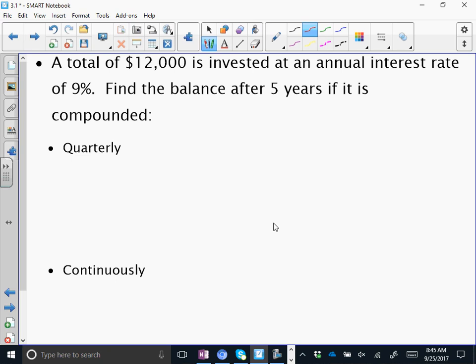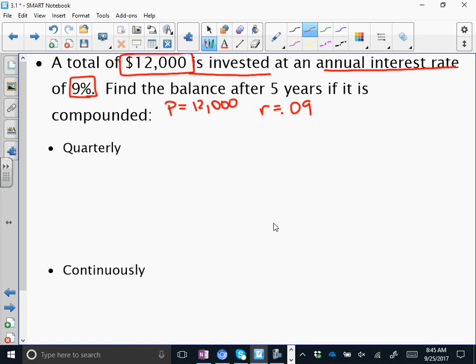Okay, so I'm going to underline some things. $12,000 is invested. What does that mean? That's the principal. P is $12,000. At an annual interest rate of 9%, you are always going to see annual interest rate. That means the rate doesn't change over the course of the year. So our interest rate is 9%. What does that mean R is? 0.09.